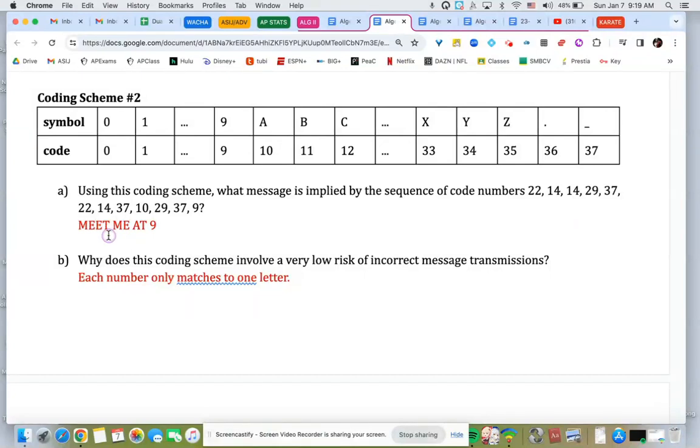And that gives me my space. And then I'm back at 22, 14 again. That's my ME again. Sorry, my 37 gives me my space. And then 10 is A. 29 is T, and then I get another 37 as a space, and then 9 is a 9. So meet me at 9, right? That's very clear.